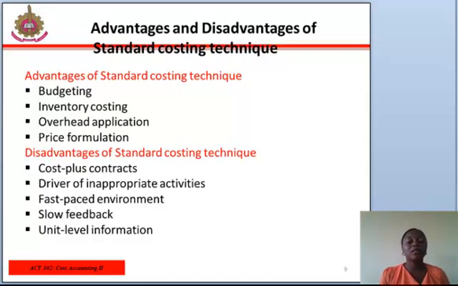The last is the unit level information. The variance calculations that typically accompany a standard costing report are accumulated in aggregate for a company's entire production department, and so are unable to provide information about the discrepancies at a lower level, such as the individual work cell, batch, or unit.